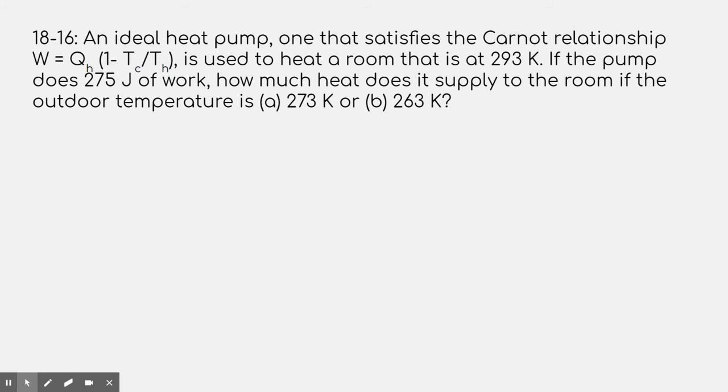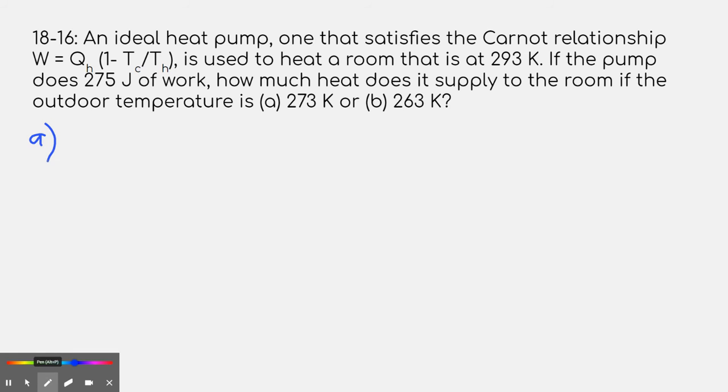Okay. Now, in this one, we have a heat pump, an ideal heat pump, and it satisfies Carnot's relationship, which is written here. We're using it to heat a room that's at 293 Kelvin. And if that pump is doing this much work, then how much heat will be supplied to the room if our outdoor temperature is 273 Kelvin or if it's 263 Kelvin? So I'll do the first one and then y'all can do this second one.